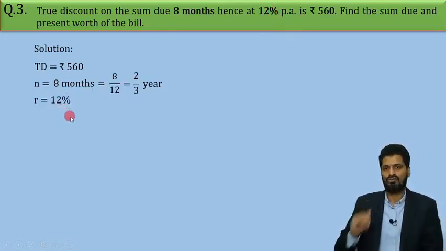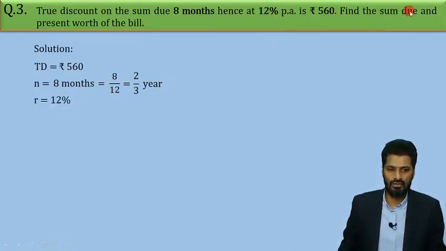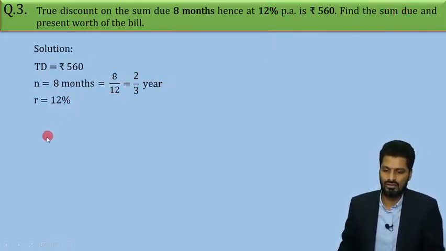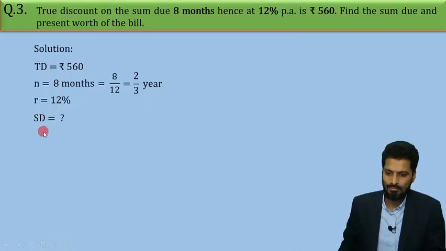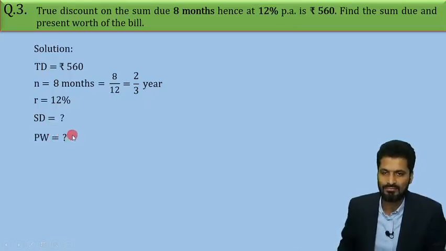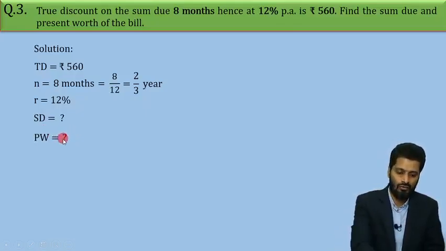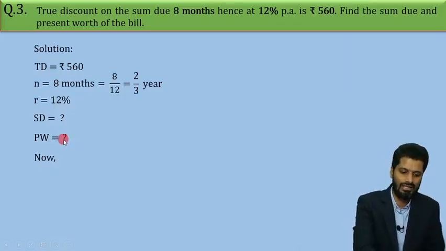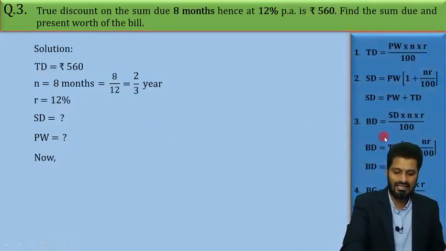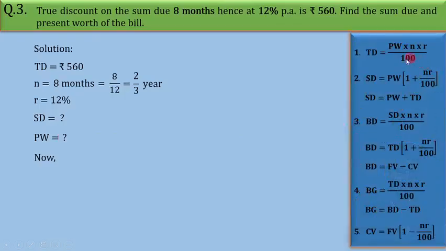And come on, what are we asked to find? We are asked to find sum due and present worth. So SD and PW are to be calculated. Again, very easy question provided you know the formula. So let's have a look at the formula associated with this particular exercise. See, these are the 5 formulae associated with this exercise, correct?